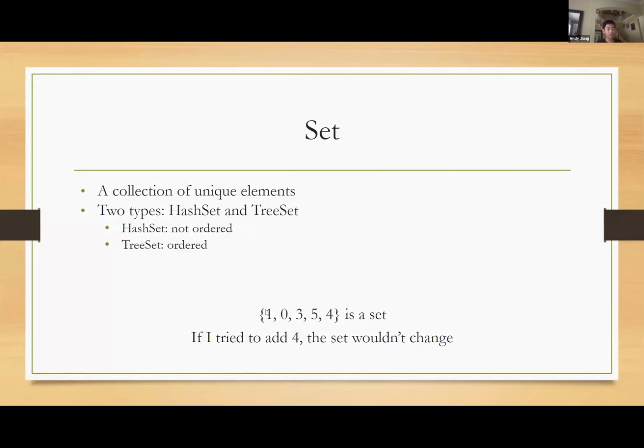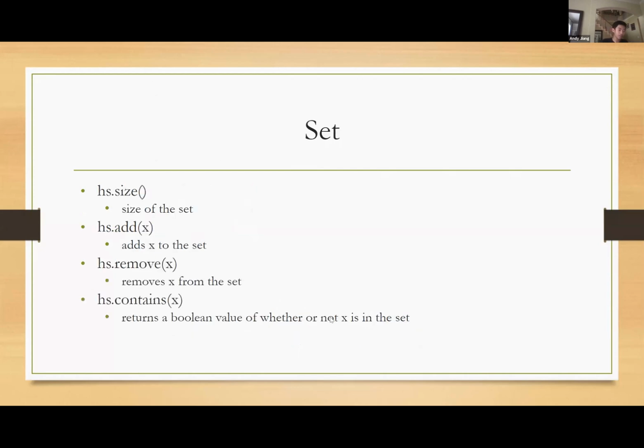The property of sets is if I have a set like this, and I could actually type this out in Eclipse, and if I tried adding 4 to it, and I check the size of the new set, it would still be 5. It wouldn't add it, and it would actually, I think, return false because 4 is already in the set. The methods that you need to know are the size of it, how to add an element to it, how to remove an element, and whether or not the set contains some value.